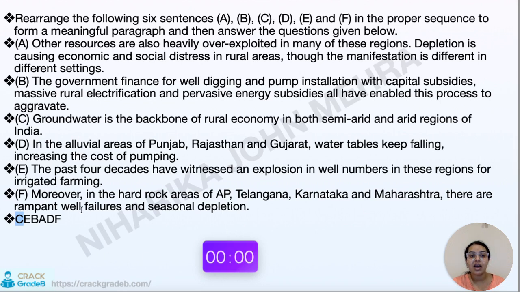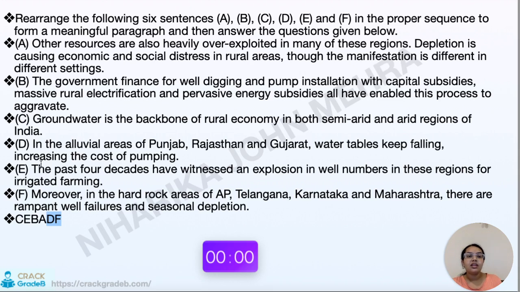F says, but in the hard rock areas there are rampant well failures. See, the water table keeps falling, and you're mentioning some of the regions. Then again, some of the regions you're mentioning, it is worse there. Moreover takes the same tone, with increased intensity, of the previous sentence. So D and F we pair. We don't know whether to put it at the end or not, but we have a pair. C and E we know where to put.